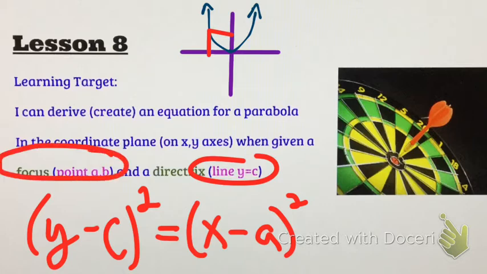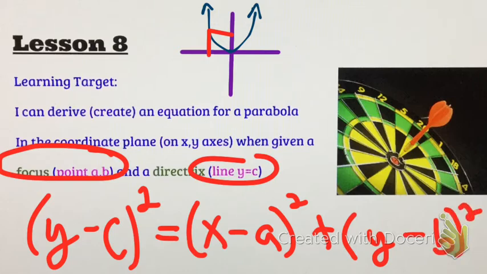that's over here, and any point on the parabola. And then the last piece of it is y minus b squared. And that's the difference of the y's, from any point on the parabola to the y coordinate of the focus.